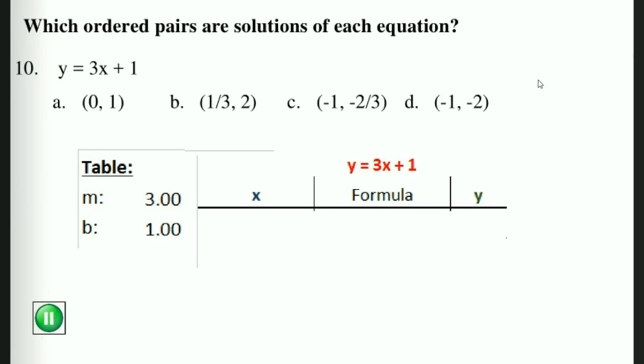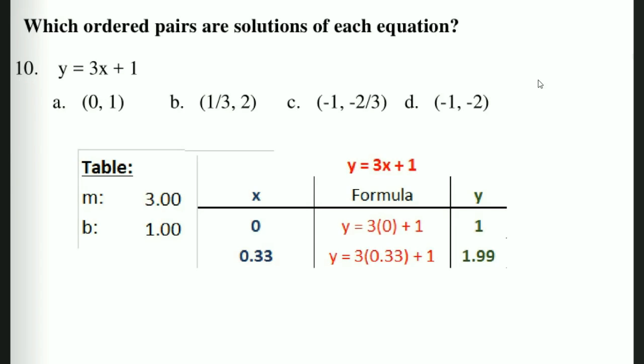So if I use this first formula, y equals 3x plus 1, I am going to plug in 0. So y equals 3 times 0 plus 1. Our y value is 1. So when I plug in x is 0, I get 1 for y, so A is definitely an answer. And you'll see this in a second. 0.33 is 1/3, and negative 1 is the only other x value in that question. C and D both use negative 1.